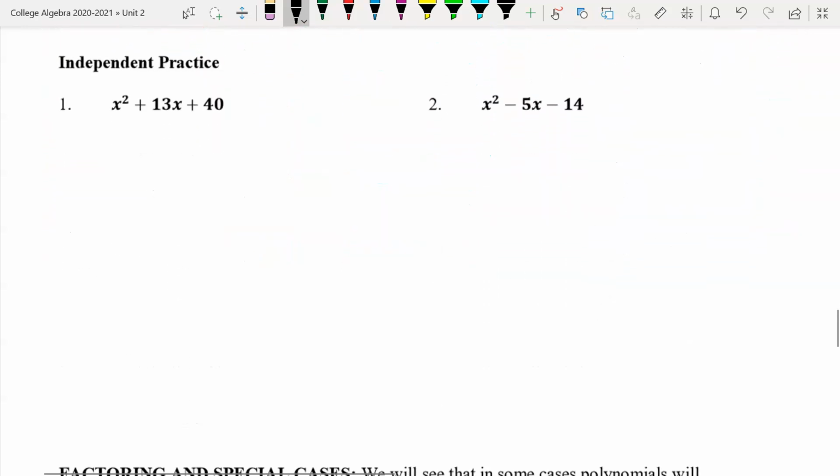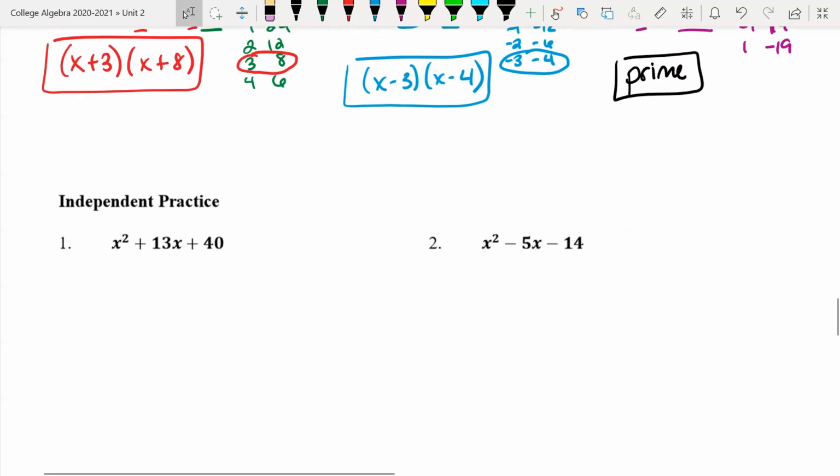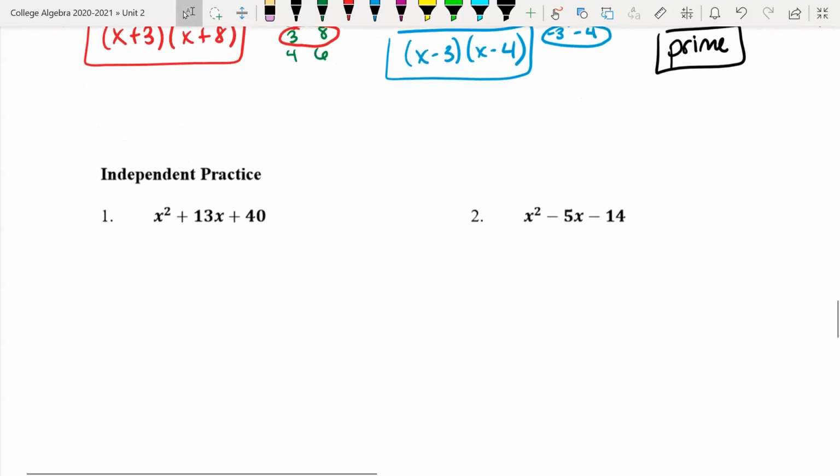So I want you to practice 1 and 2. Again, I encourage you to pause the video. Yes, I'll go over it, but pause it and try them.